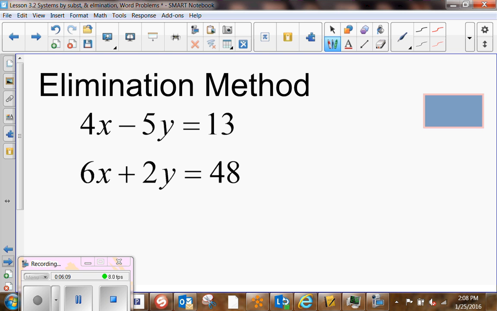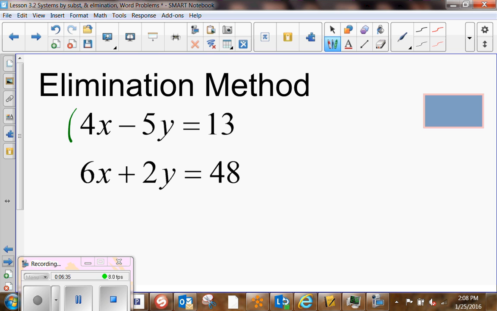What can I turn the 4 and 6 into? Both of them into. Okay, 24 would work, but 12 would be even better. How about the 5 and 2? 10. Okay? Which do you want? X's or Y's? Okay, I hear Y's, because one's negative and one's positive already. Whereas if I do these, I'm going to have to do one positive, one negative, which is not a big deal, but. So we're going to multiply this top one.